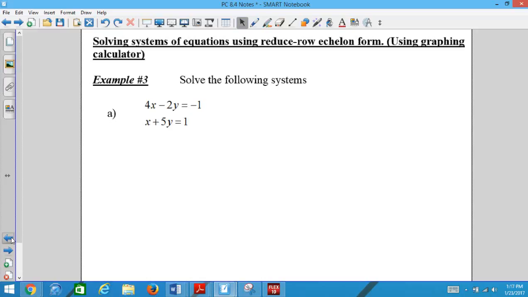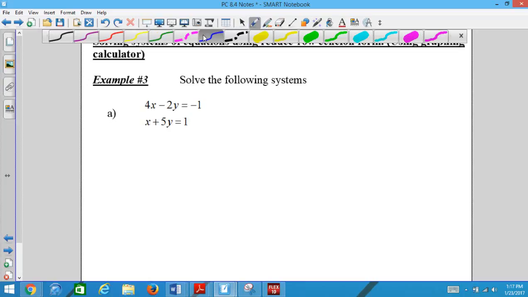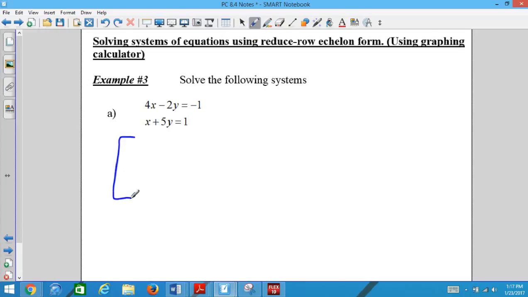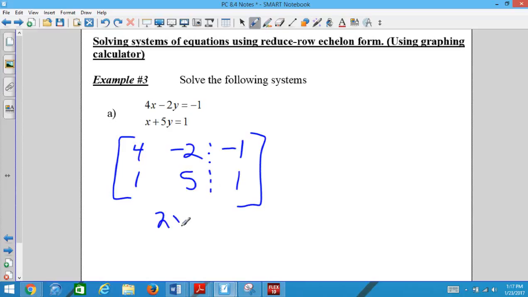All right, first thing we're going to do is write this as an augmented matrix, which we did in the first section. We're going to write as an augmented matrix 4, -2, -1, 1, 5, 1. And those dots are where my equal signs were. So we'll write that down. This will be like showing your work. You're going to do most of it on the calculator. What dimensions is this? So it's a 2 by 3.